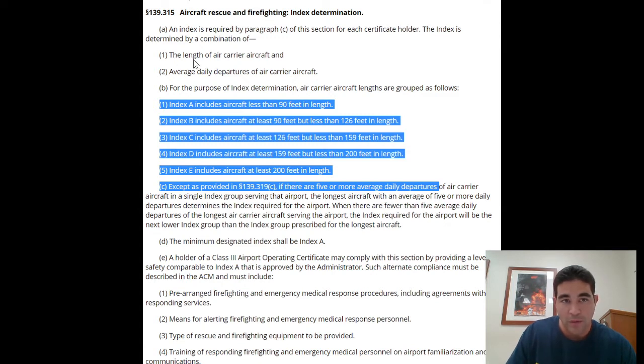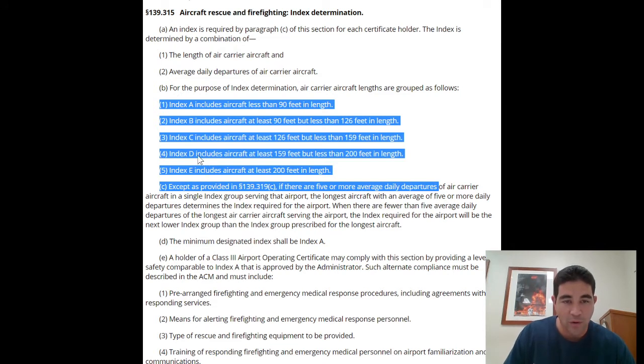And then going along with these 1 and 2s up here, it's based off of your five or more daily departures. So they're going off of your longest aircraft, but if your longest aircraft only comes in once a day, twice a day, then it's not going to really change your index. It needs to be 5 or more average daily departures of your longest length of aircraft. So that's basically what this whole thing is all about.